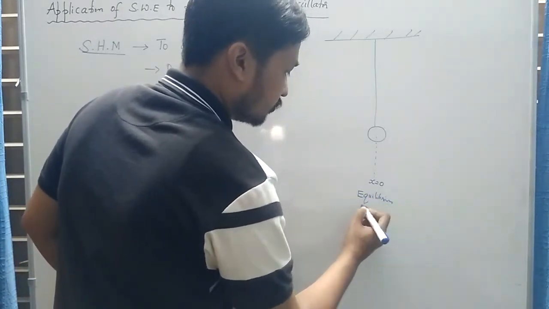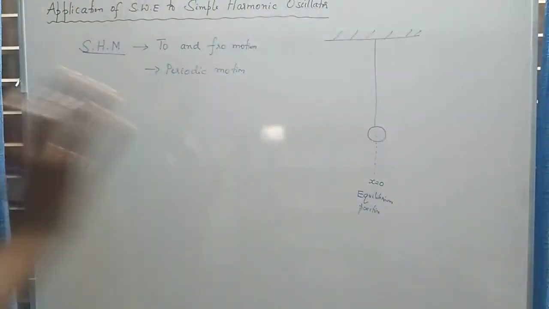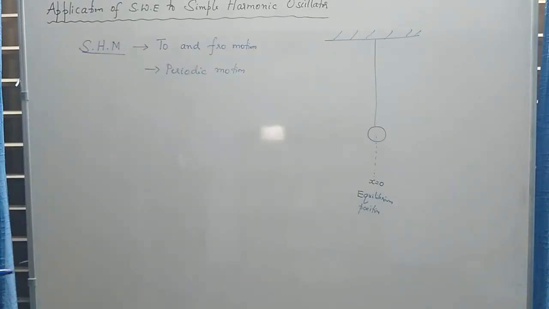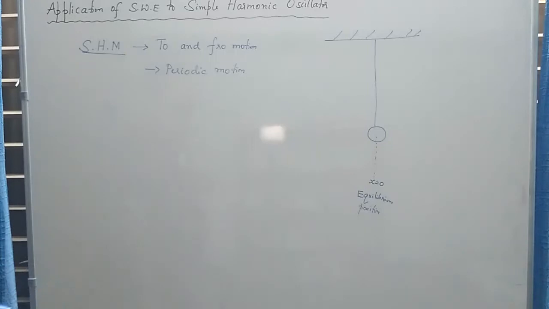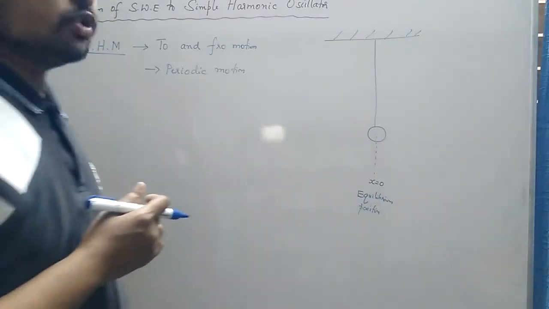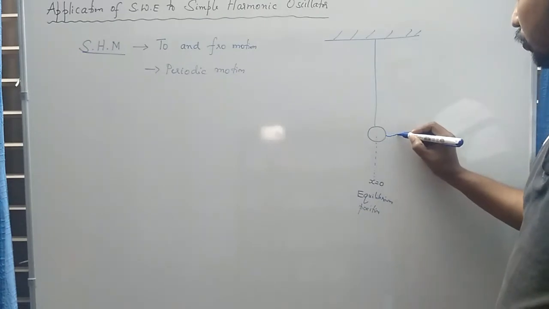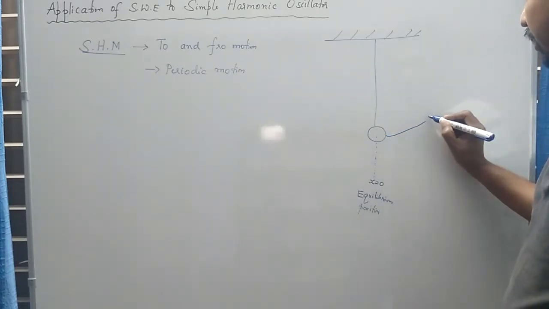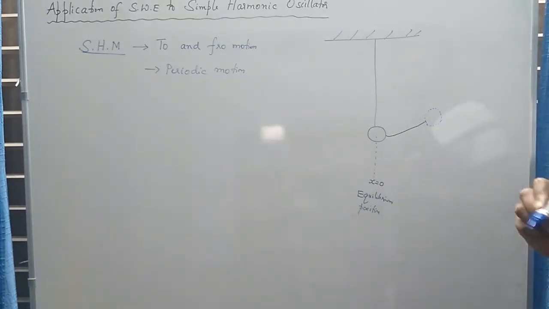This represents the equilibrium position. It is called the equilibrium position because if I do not disturb the state of this system, it will continue to remain in this state forever. Now I will disturb this system. I will take this ball gently to a certain distance, somewhere here.